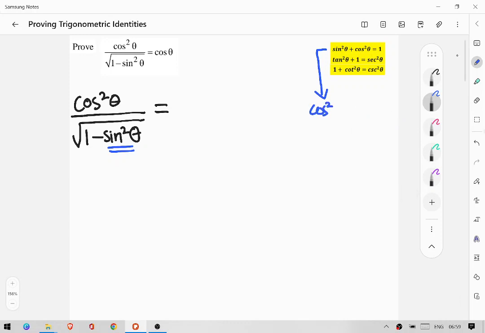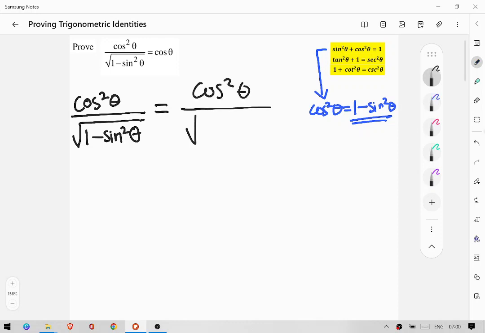Okay, cos squared theta equals 1 minus sine squared theta. This one, exactly like this, right? Okay, so we can substitute. So we copy paste everything. Square root, and then we have cos squared theta. And then what to do?